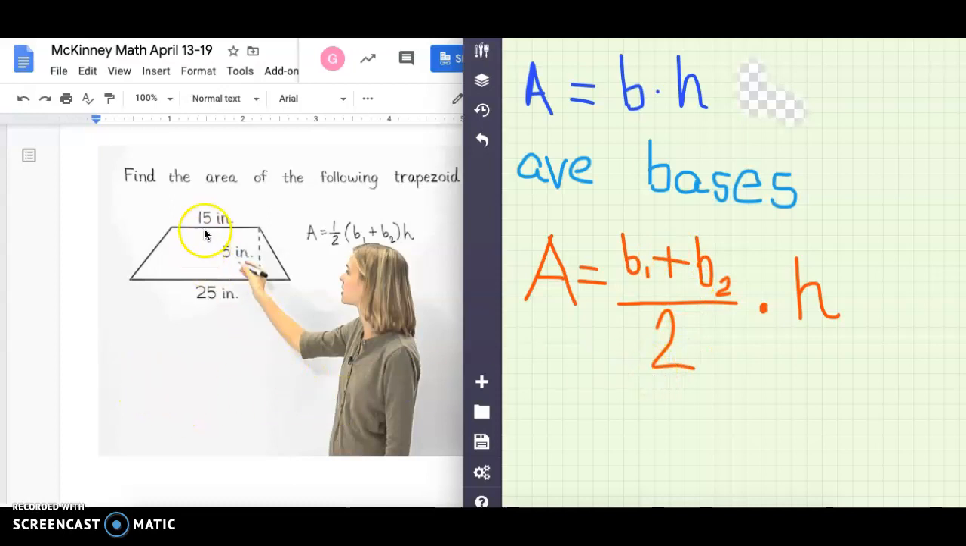All right? So what you're going to be doing is 15 plus 25 divided by 2. Then multiplying by 5. So go ahead and figure that out.